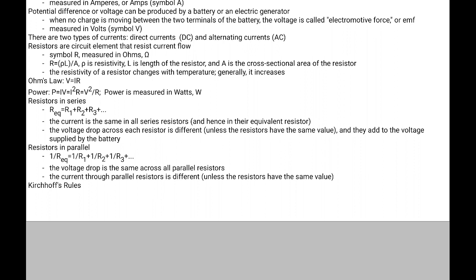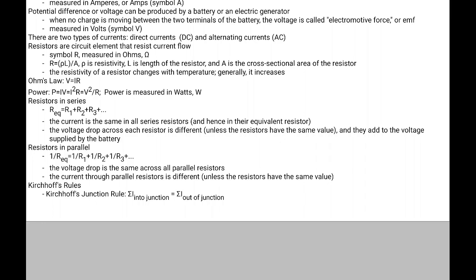Kirchhoff's rules help to solve for various things in more complex circuits. So there are two rules. There's the junction rule that says that the sum of the currents that go into a junction has to equal the sum of the currents coming out of the junction. So again, it's kind of a conservation law.